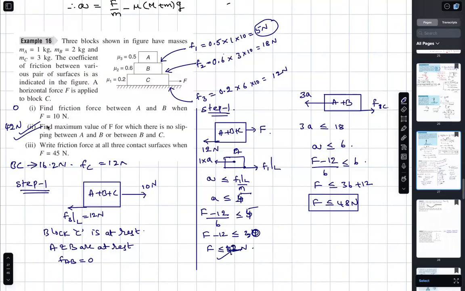Sir, we are changing the answer again. Now you said 48. Again 42 you said. Arya, read the question carefully. What is your question? Either A and B or B and C. What is the minimum? 42.